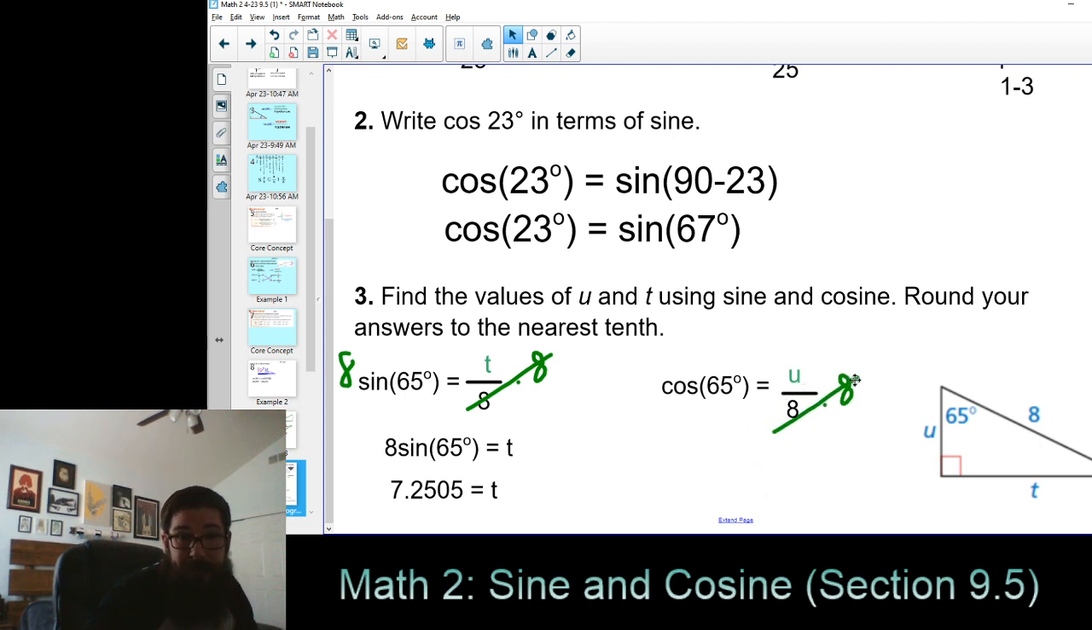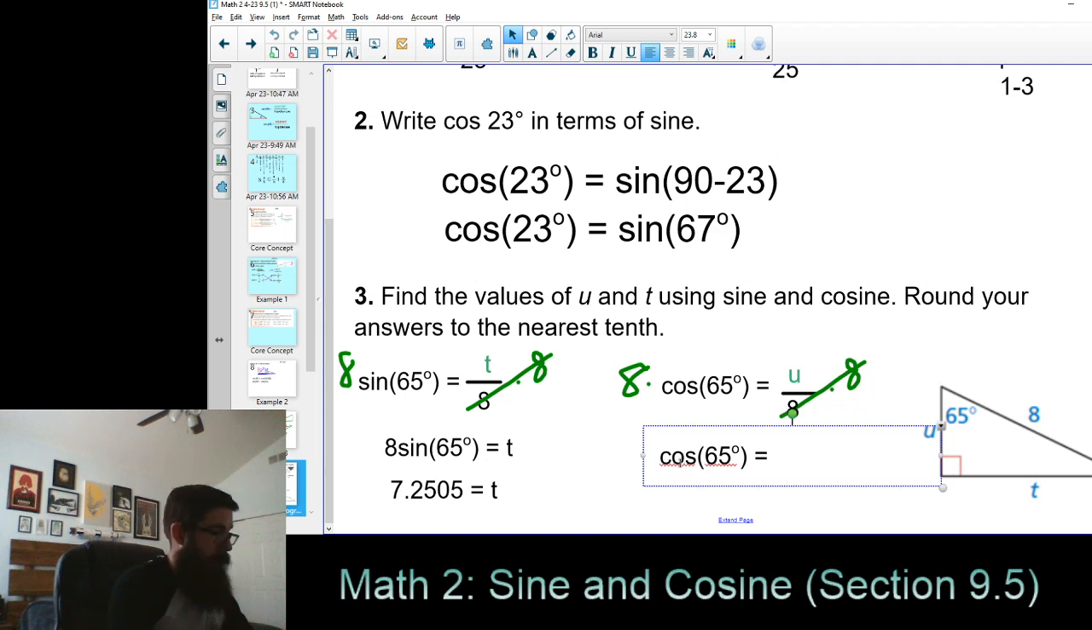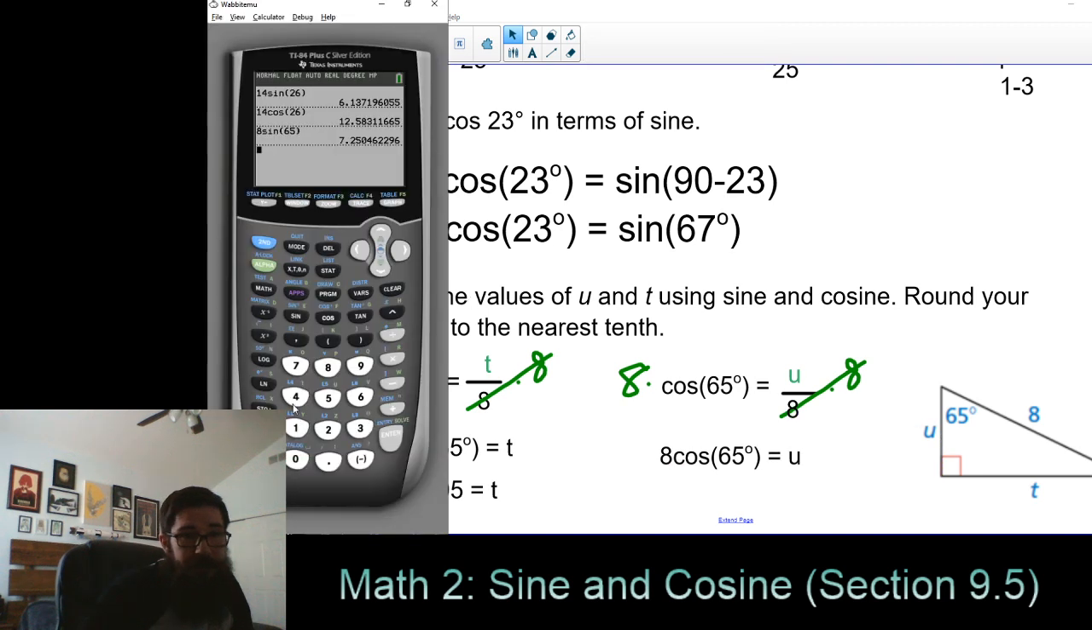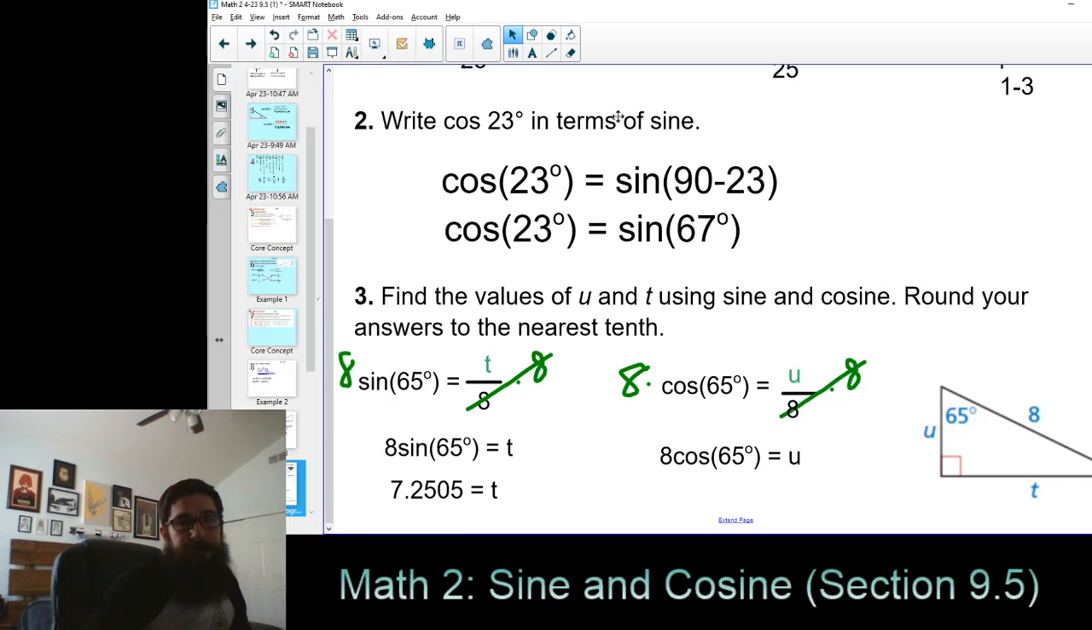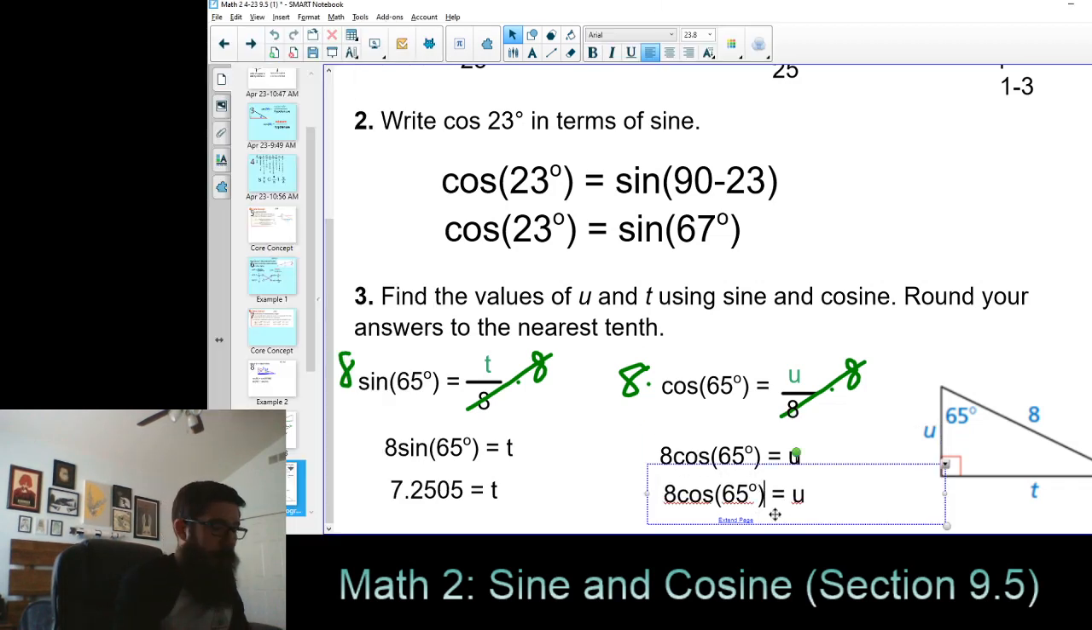To get u by itself, we're going to do the same thing. We're going to multiply both sides by 8, just like last time. So what do I need to type in a calculator? I now have 8 cos of 65 is equal to u. Type it in, let's see what we get. 8 cos 65. 3.3809. What is that? 3.3809.